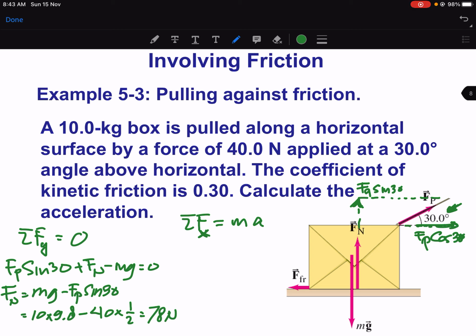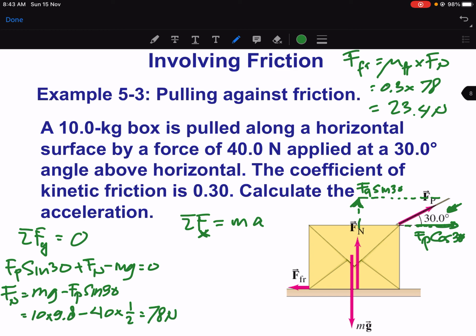Now let's see the friction force. As we discussed in our class last week, friction force equals the coefficient of friction multiplied by Fn. The coefficient of friction is 0.3. Fn, which we got just now, is 78. So this one is around 23.4 Newton.